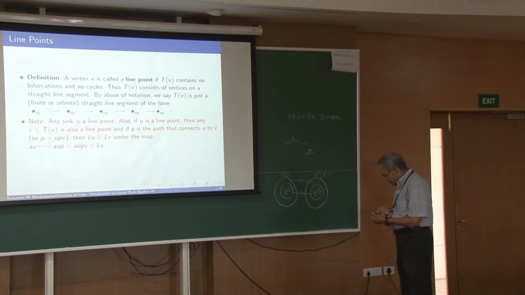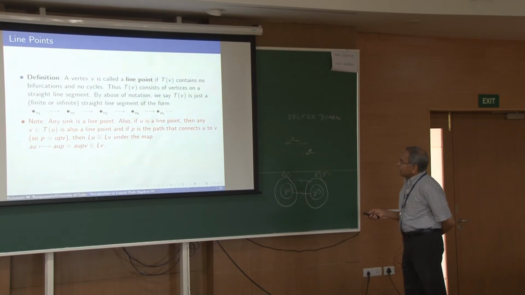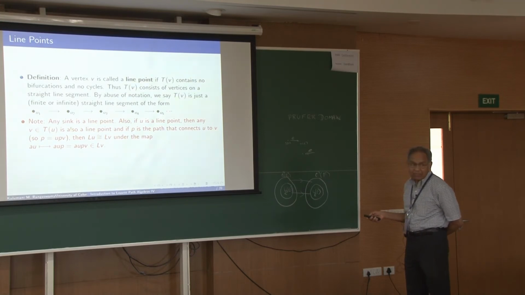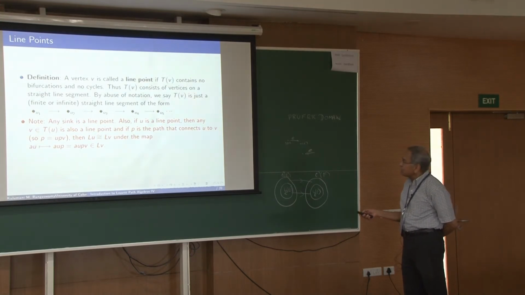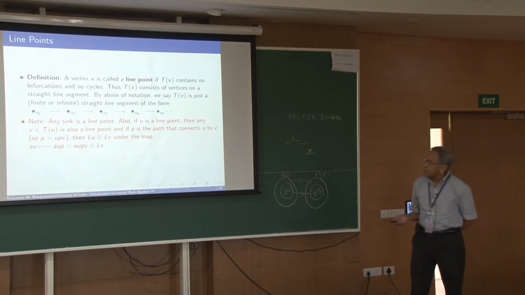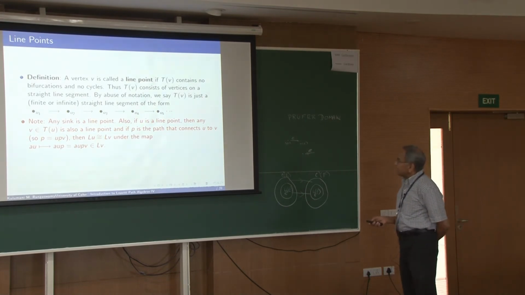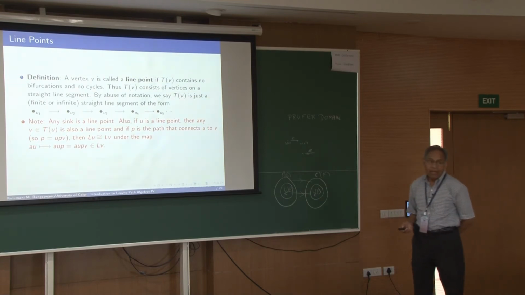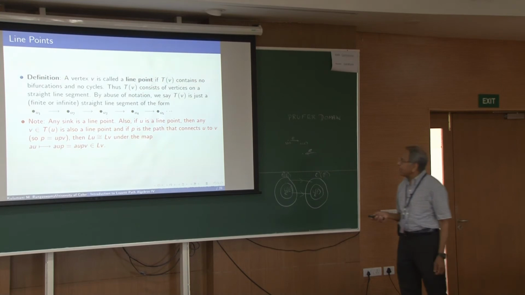And further, as you could see even from this example here, this is the tree of the vertex V1. U2 is in this tree, so U2 is also a line point, because anything to which U2 is connected, U1 is also connected there. So if U is a line point, then any vertex V in that tree is also a line point here. Okay.